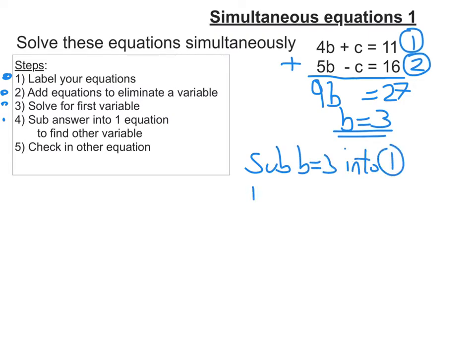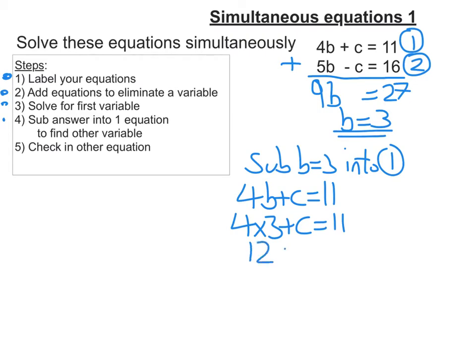So let's write equation 1 again. So 4b plus c equals 11. So replace the b with 3. Put it in there. Let's do 4 times 3 is 12 plus c equals 11. Take away 12 from both sides. So that leaves c on the left-hand side. 11 take away 12 is negative 1.